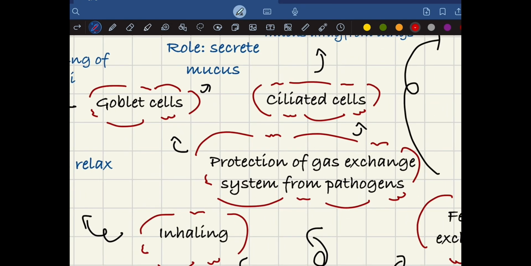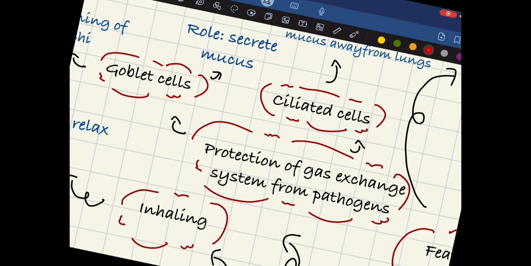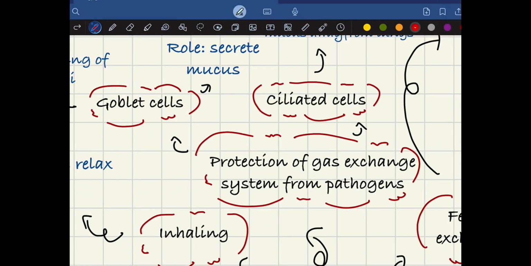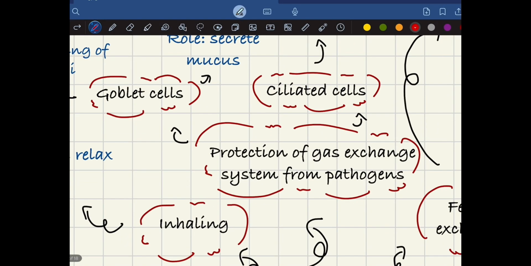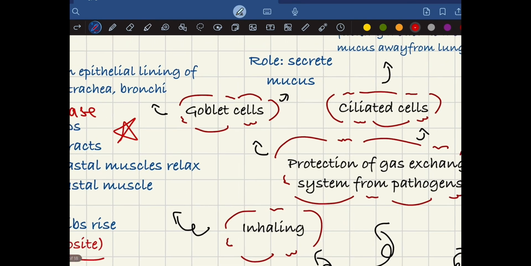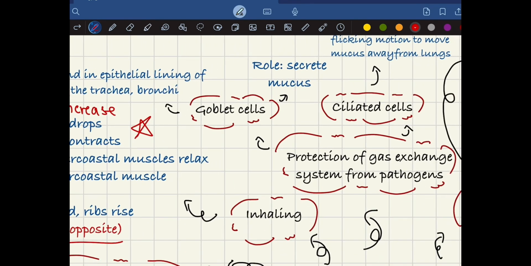So next thing, last but not the least, is the protection of the gas exchange system from pathogens. The pathogens are basically bacteria, for example. They're something that can cause harm to us, can cause us sickness in any kind of way. So how does our gas exchange system work in order to prevent us from getting sick?